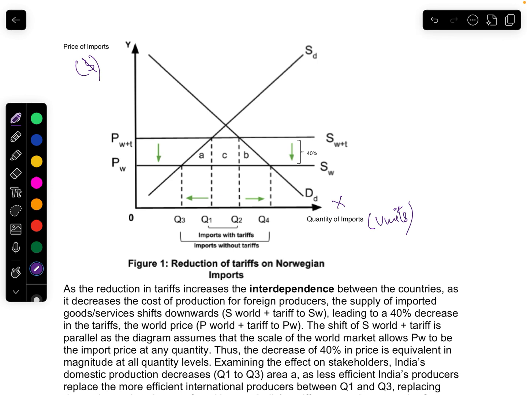DD stands for the domestic demand. The article says that India is importing goods from Norway. Keeping that in mind, we have drawn the domestic demand of India, and at the same time the domestic supply of India. So this is India's domestic demand and supply.